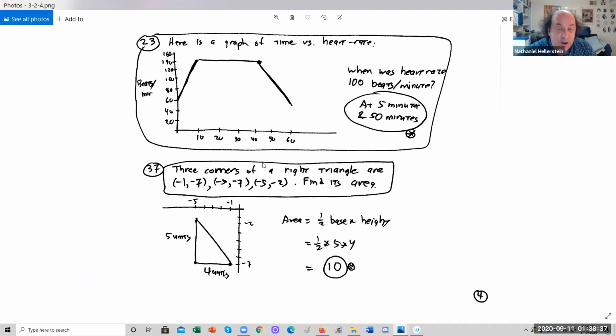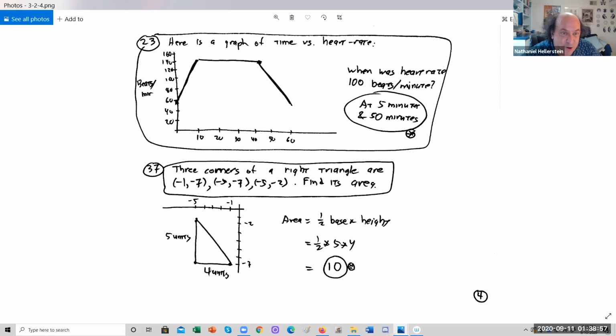Now this one is trying to do what they call plotting a graph. The idea is that here we have time versus heart rate. Somebody's exercising, and 10, 20, 30, 40, 50, 60 minutes pass. So this axis corresponds to time passed, and this is beats per minute. I guess they're connected to some kind of measuring device.